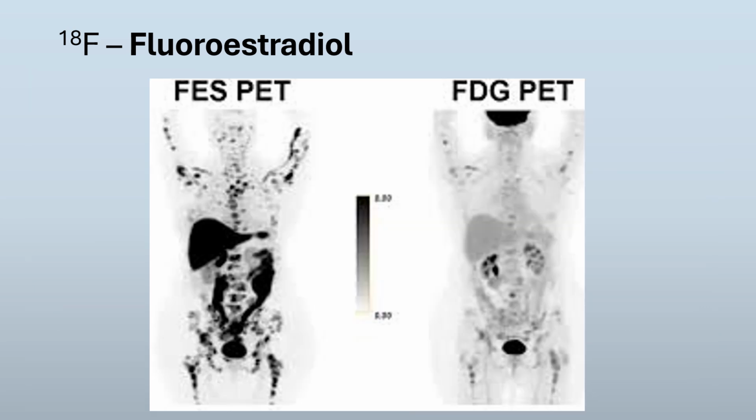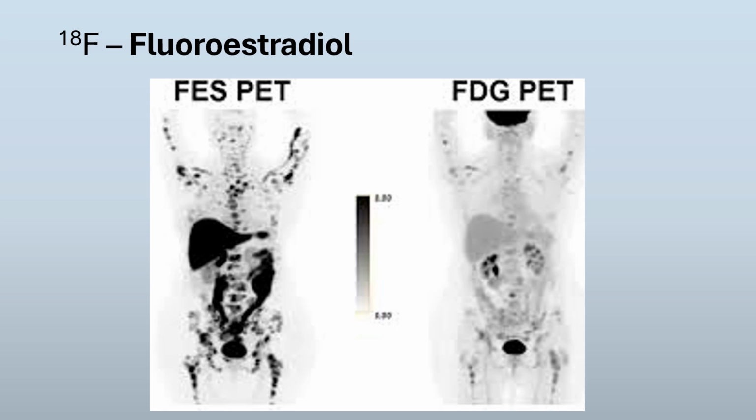I do want to point out that there are other cancers, such as ovarian cancer, that will have overexpression of ER receptors on the surface. And so it is important to take a good patient history because cancers in those areas or those types of cancers will show up as well.